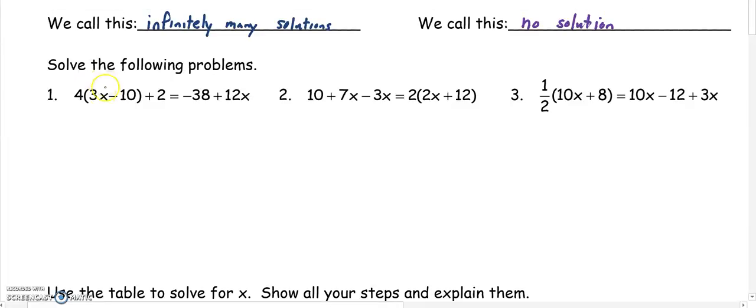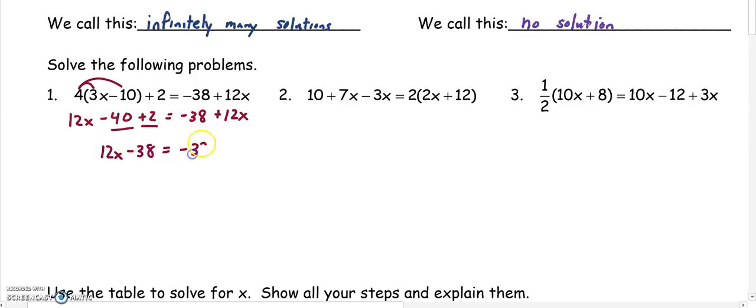Number 1. First, there's parentheses. So I'm going to distribute the 4 into the parentheses. 12x minus 40 plus 2 equals negative 38 plus 12x. So when I combine like terms with my 2 numbers over here, I get 12x minus 38 equals negative 38 plus 12x. So move your variable to one side. I'm going to subtract 12x from both sides, and I'm left with negative 38 equals negative 38, which means that I have infinitely many solutions.